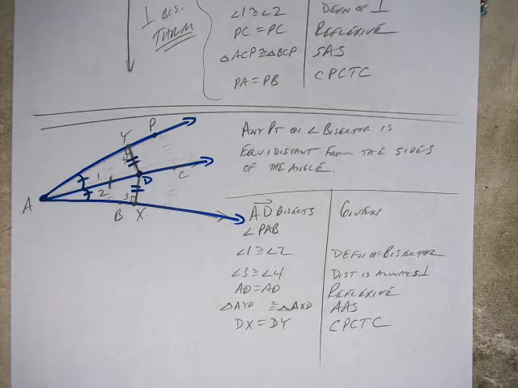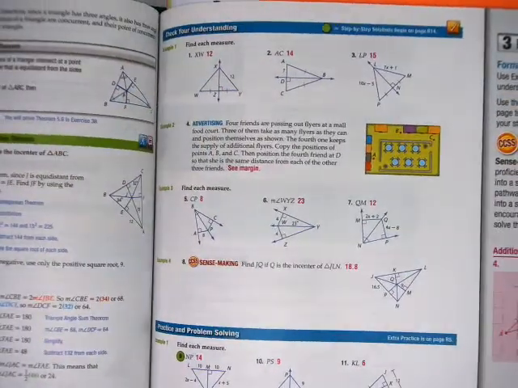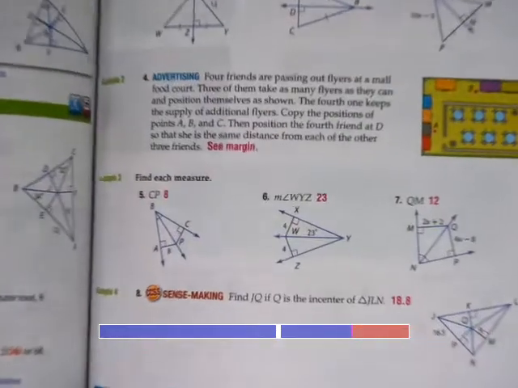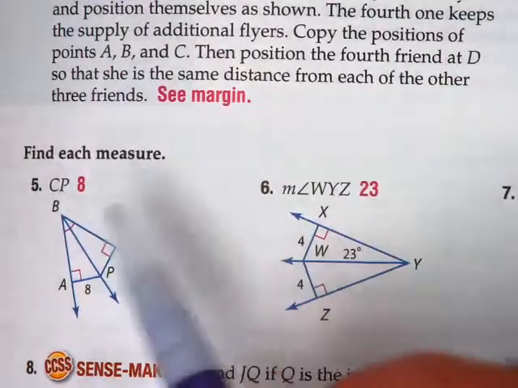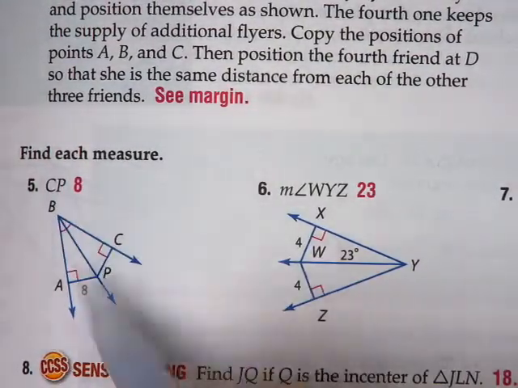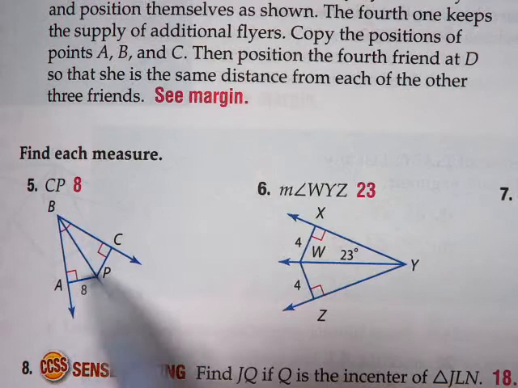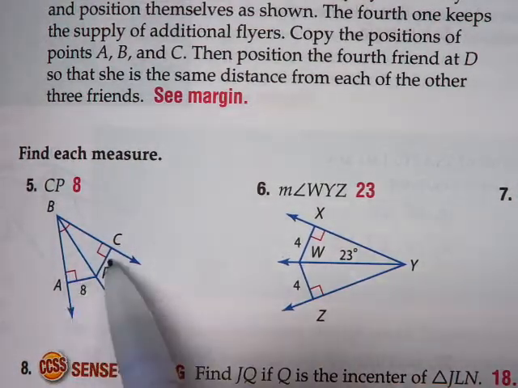You guys are doing all right. So like this one here, we'll zoom in. I know the answer's right there, but this is still good. So first of all, P is on the angle bisector. So P has got to be the same distance from BA as it is from BC. So if this is 8, then that's 8.